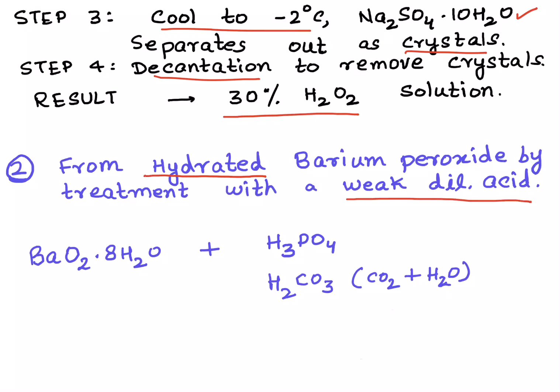So we will answer these questions. Why do we take hydrated barium peroxide? Why not anhydrous barium peroxide? Why are we stressing on the point we'll take a weak dilute acid over here? First of all, the weak dilute acids we can take are phosphoric acid or carbonic acid. Of course, you don't get readily available carbonic acid. What we do is, you pass carbon dioxide gas through the solution.